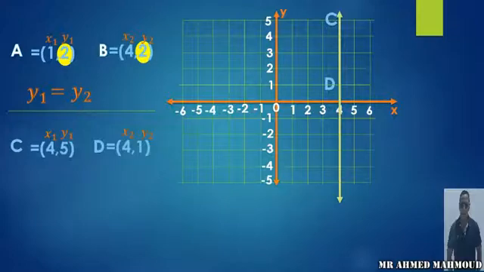Here, by looking at the 2 points, we get that x1 equals 4 and x2 equals 4. Then they are equal to each other, x1 equals x2, when the line is parallel to the y-axis. Again, if the line is parallel to the x-axis, then y1 equals y2. If the line is parallel to the y-axis, then x1 equals x2. Don't forget this special case. It's very, very important.